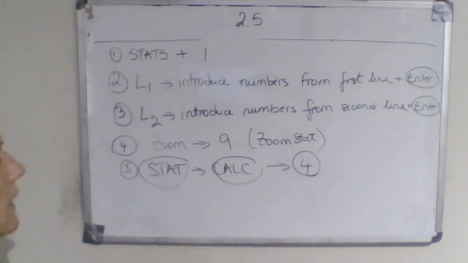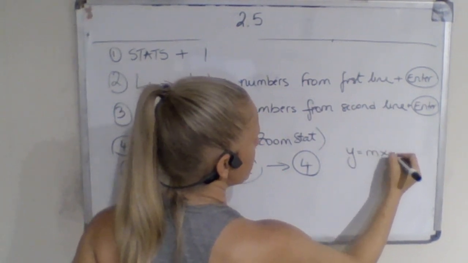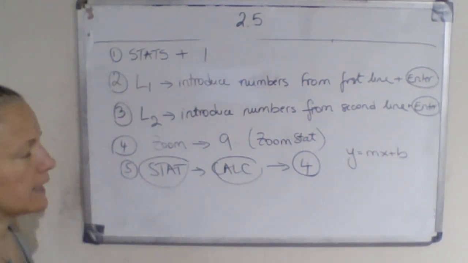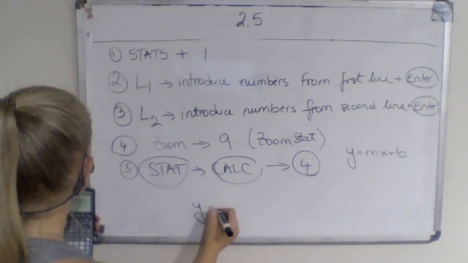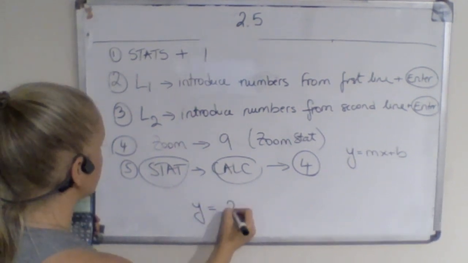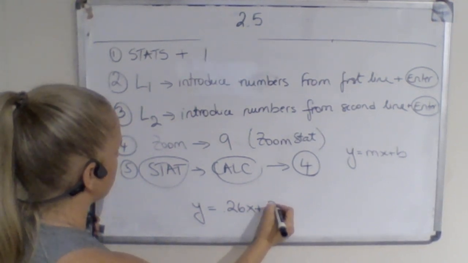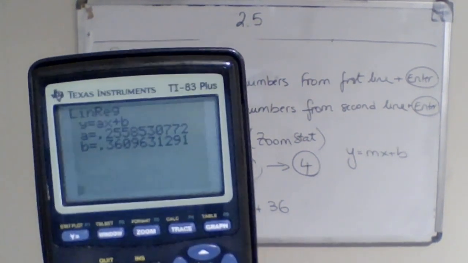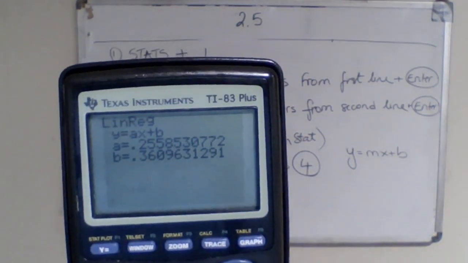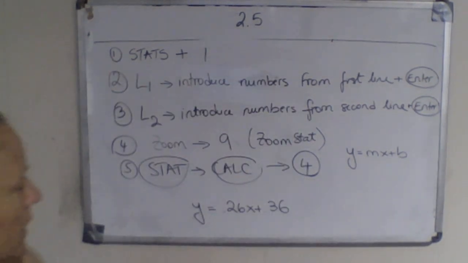Remember our line, always we said it's y equals mx plus b. They call m a. So instead of m, they have an a here. But my line will be y equals, my a is 0.26x plus 0.36. Right? I replace my a and my b in my equation. It's 0.26 because it's 0.22255, so I round up, and plus 36.